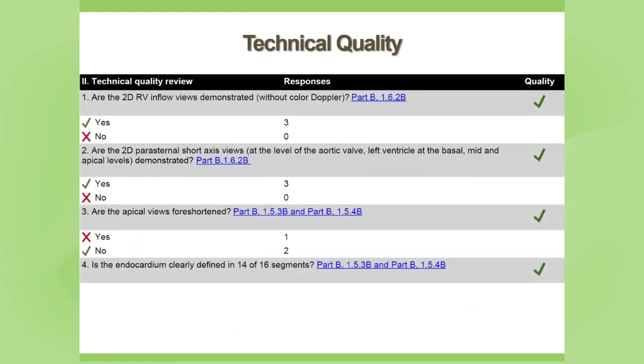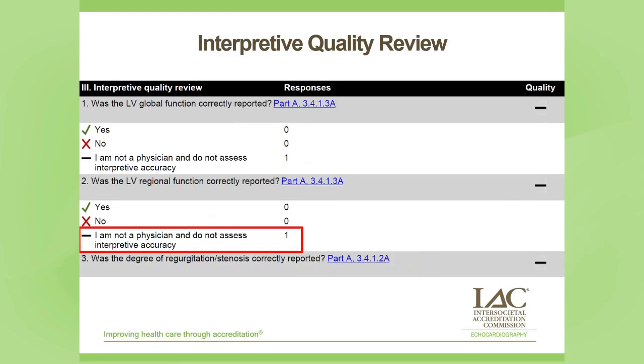Here we have agreement on most of these, but one person said, I don't know, I think these apicals were foreshortened. So you might want to look at that case with the person who performed it. Then the interpretive quality review. Here's one where we have a gotcha. I would like to point out that there is an opt-out answer for sonographers for interpretive quality review, but please note that if you select this, you will still need to have a physician review two cases for interpretive quality to meet any QI requirements. Just an FYI. If you have any more questions about that, please contact us.